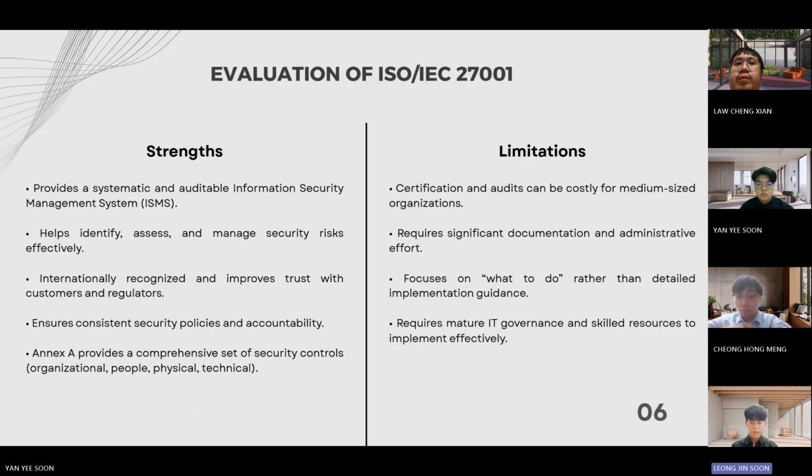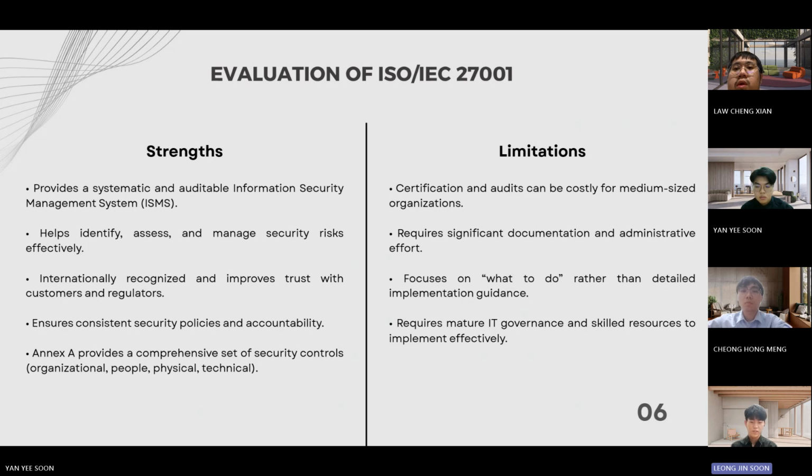Moreover, since it is internationally recognized and certifiable, it increases trust and confidence among customers, business partners, and regulators. On top of that, Annex A provides a comprehensive set of security controls for organizational, people, physical, and technical areas. However, there are also limitations.